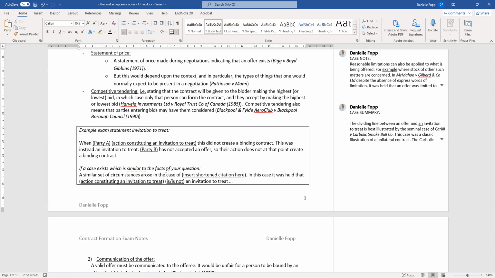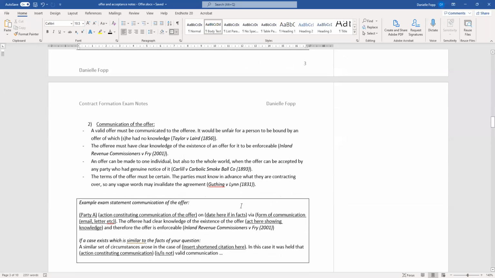You could say something like, a similar set of circumstances arose in the case of, and then we insert the shortened citation. In this case, it was held that blah, blah, blah is not an invitation to treat, and then you would explain how that's relevant to the current case. By having these sentence starters with you, if you are getting a bit of a brain block or brain fog during the exam, they just help you get writing and get those words down.